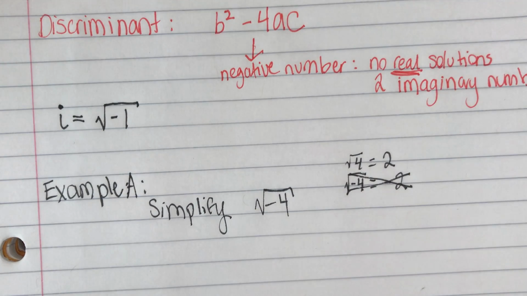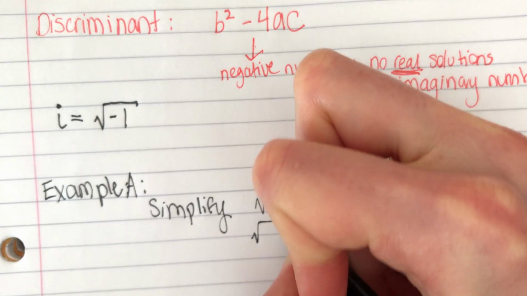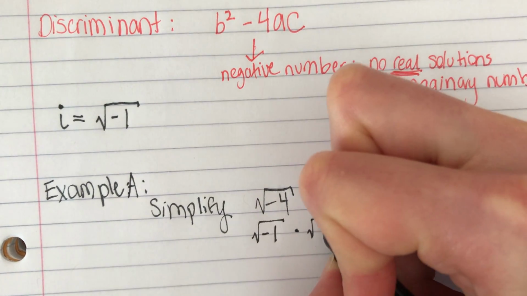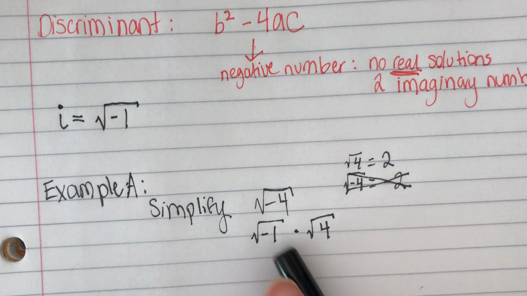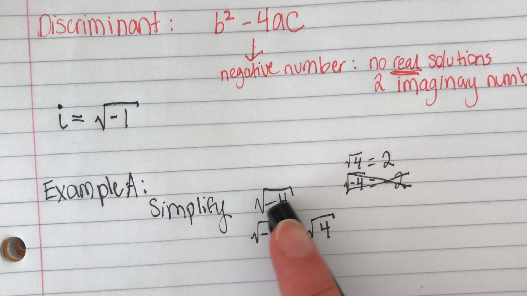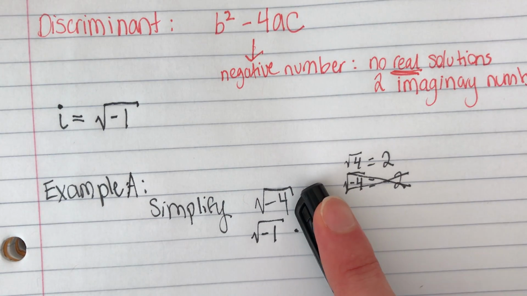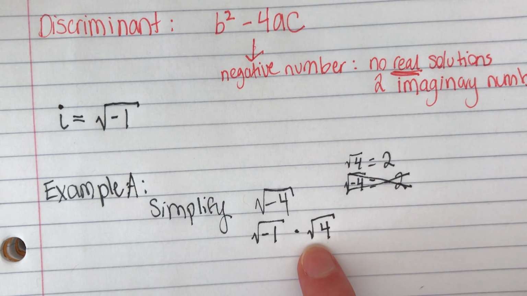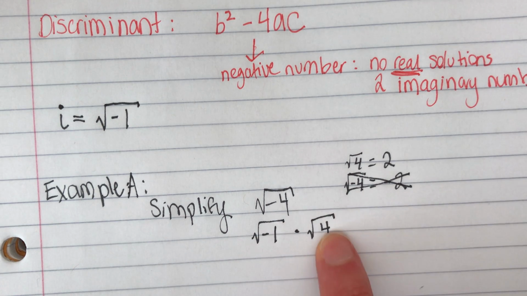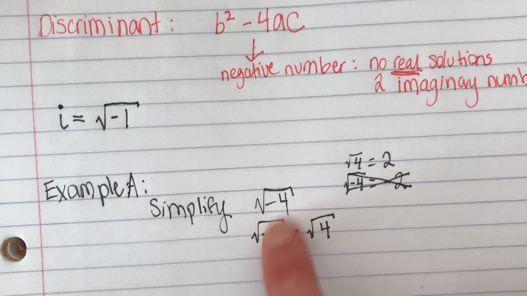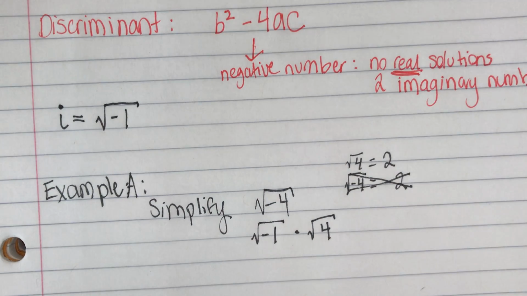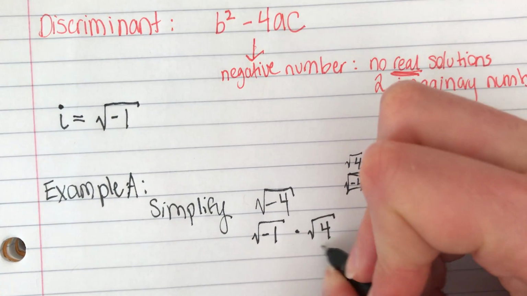What I can do here is I can say, all right, this is the same as saying the square root of -1 times the square root of 4. Okay, so you see what I've done here is I've taken my square root, which has a -4 inside, and I've basically broken it into two pieces. If we were to multiply these two together, we would get the square root of -4. Okay, but what we're trying to do here is get rid of this whole negative piece so that we can deal with this right here.